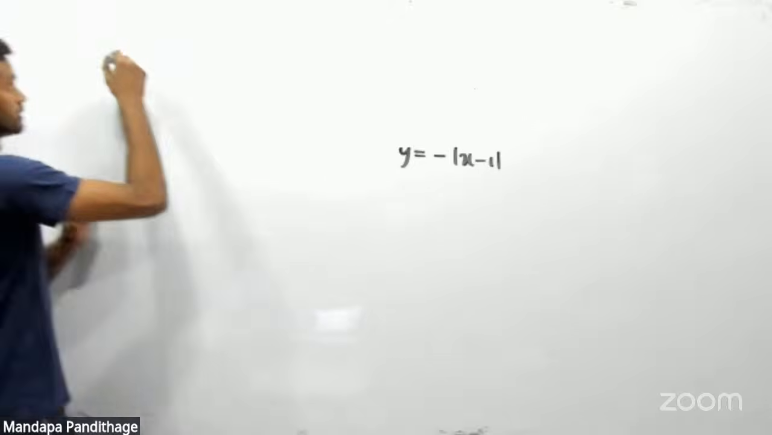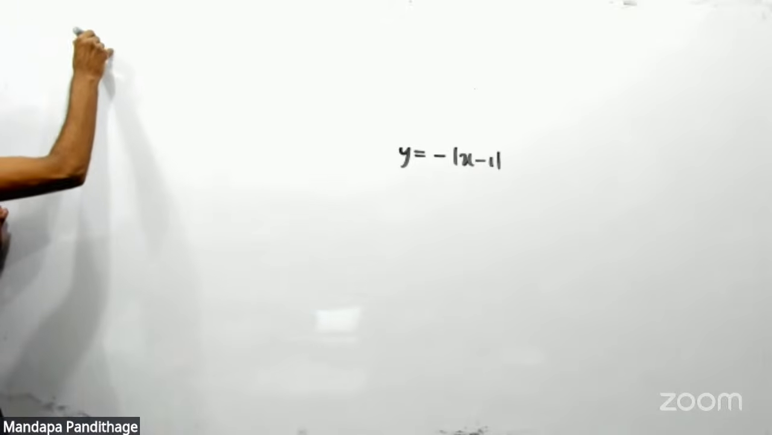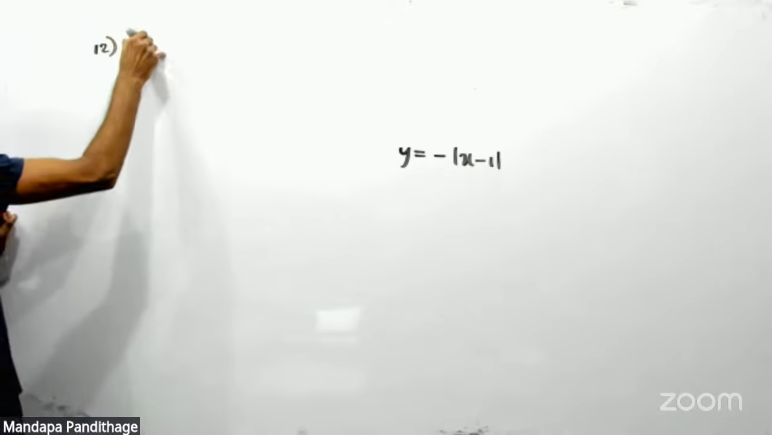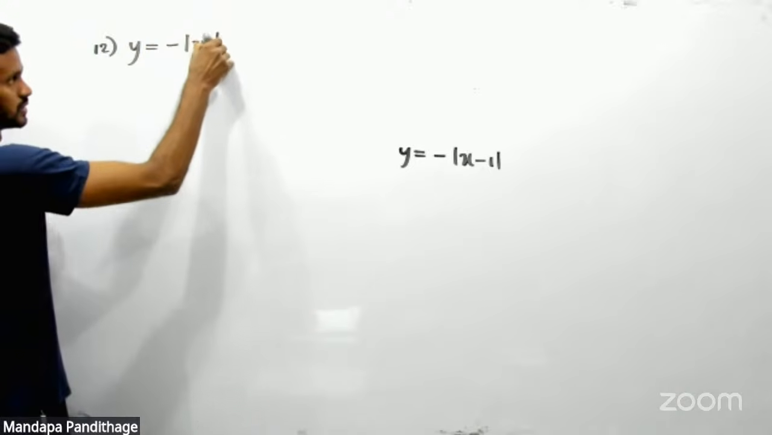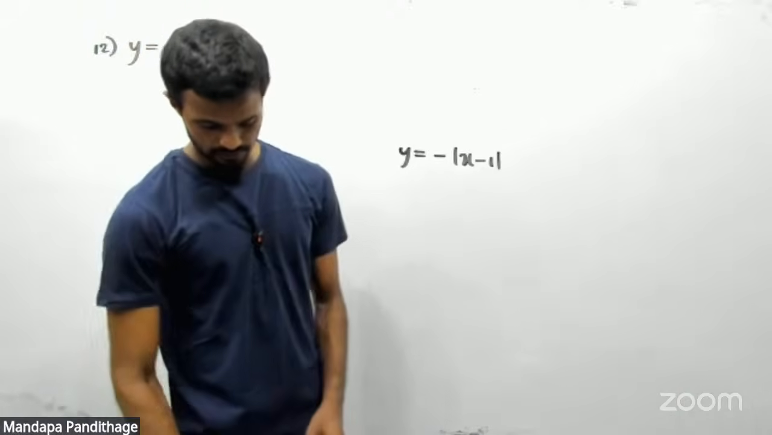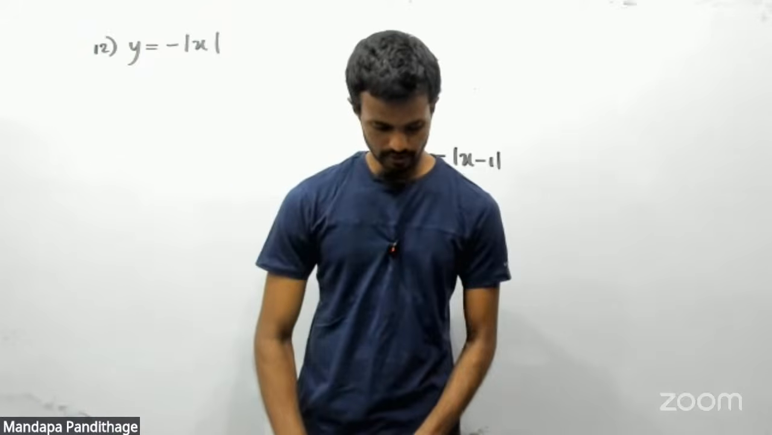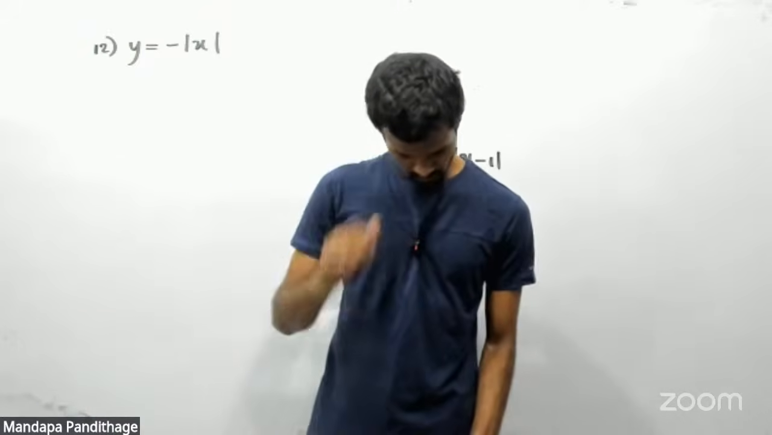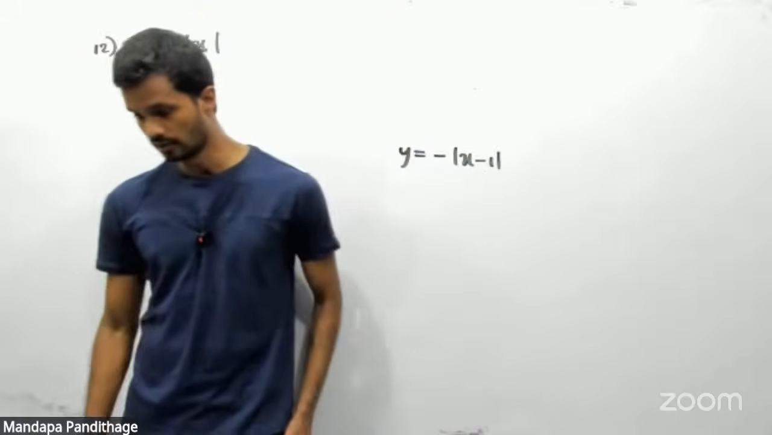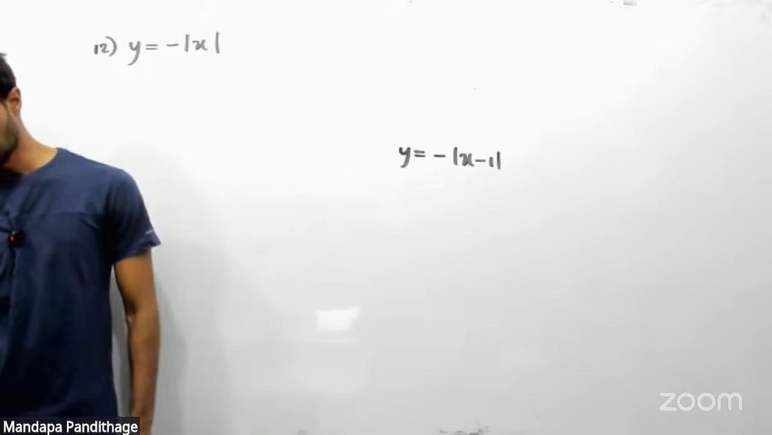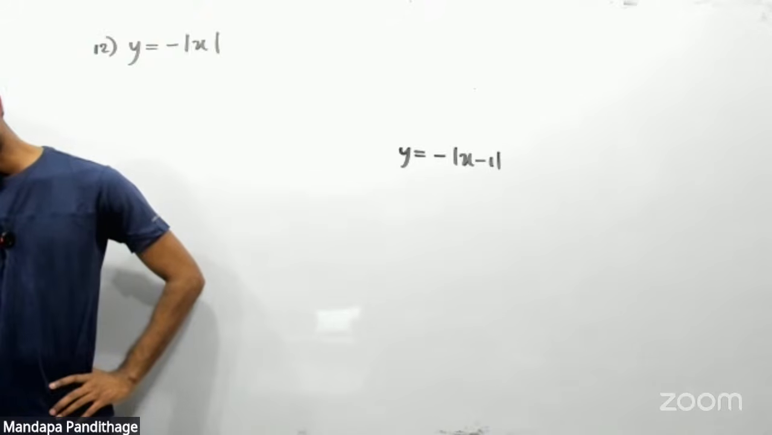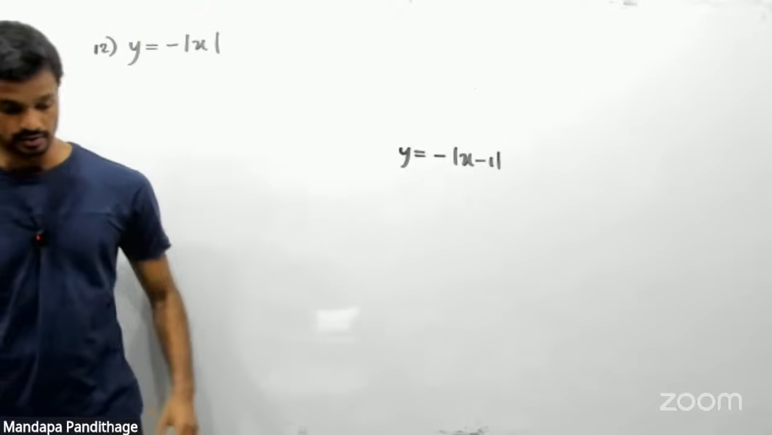So start this one, do question number 12 on a rough paper, but it's fine if you can do this in the book if you're sure about this. Do this: y equals minus modulus x.